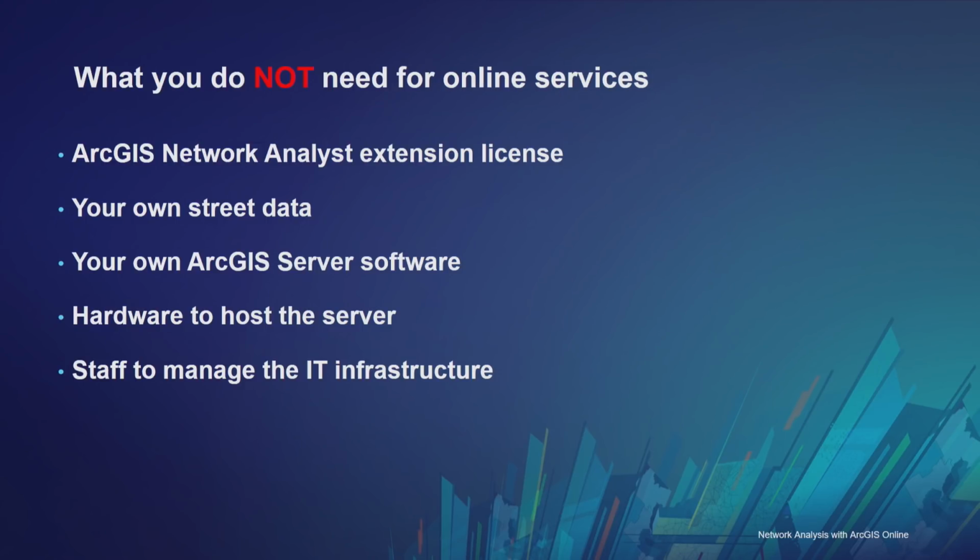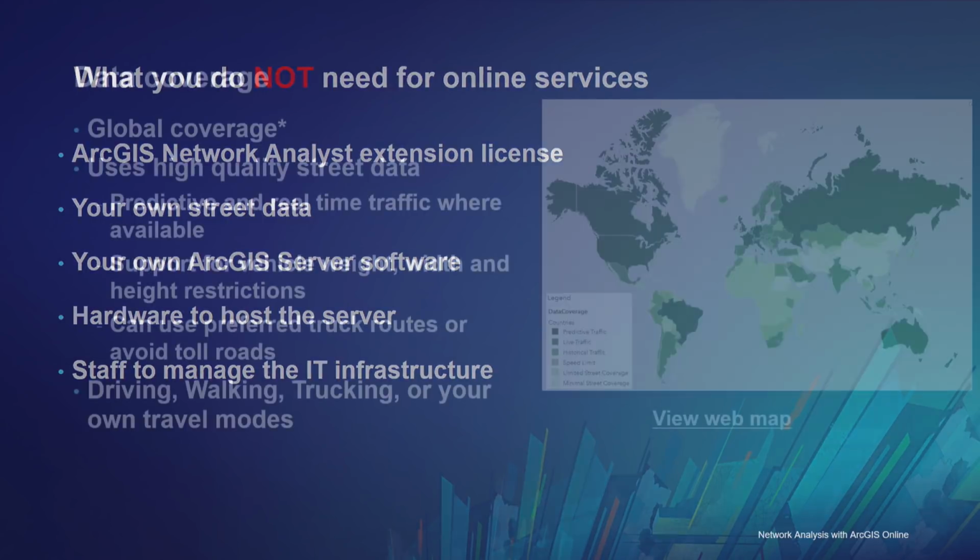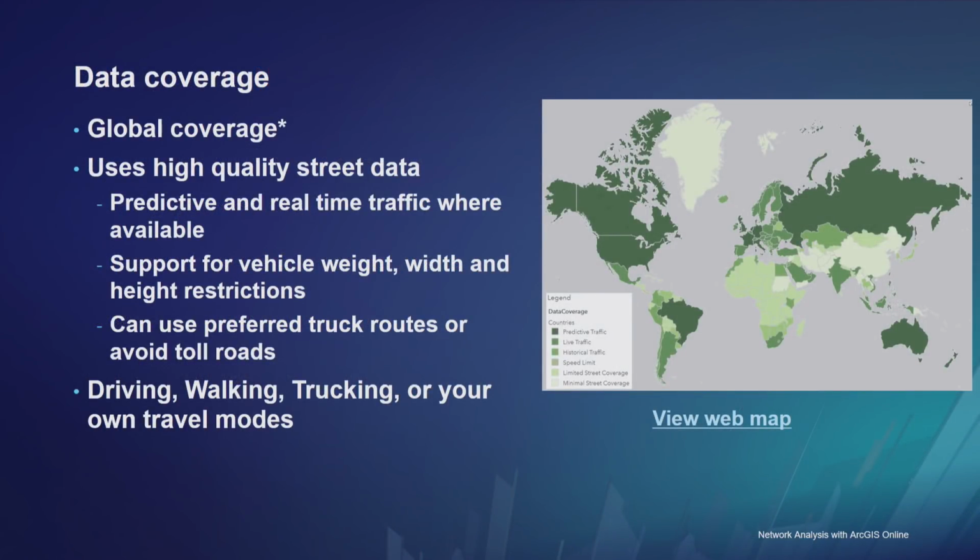You also don't need ArcGIS server or hardware to host it or IT to maintain it. So it's a good solution. More about the data. We do have global coverage. There is an asterisk there because the level of coverage and the quality of the data does vary by region. In the map below, you can see that there's a legend that says the coverage per different country. Darker the color typically means better quality data.